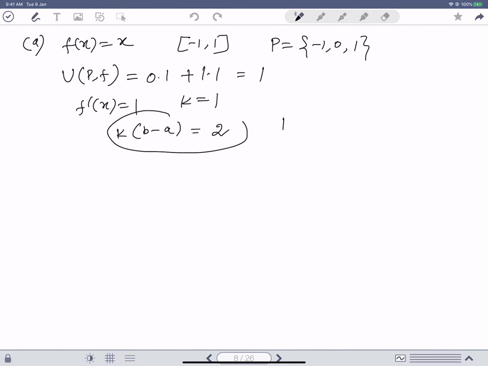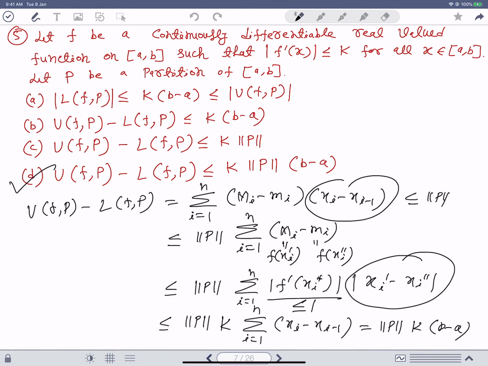So, k times (b minus a) is 2, and UPF is 1. Therefore, this is not true. So, we can rule this out. Okay. Now for B, what we can take is that UPF, right. So, what we will try here is to make LPF 0, and this a large number. So, that is what we want to take.